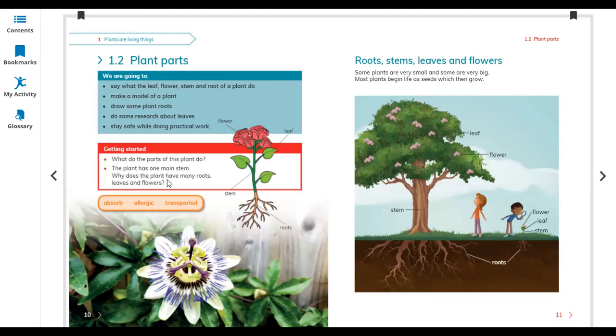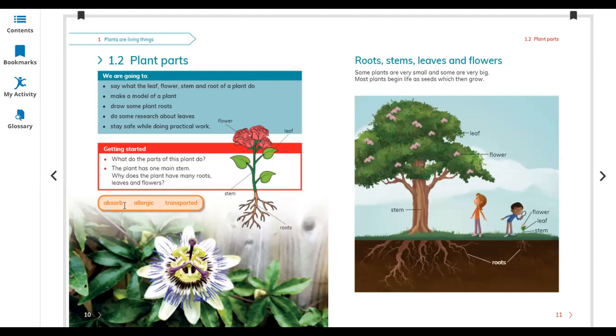Why does the plant have many roots, leaves, and flowers? The stem is one, and the others are more than one. Roots take water, collecting water all around the soil, from here and from both sides. You can see here on the other side, in the other picture. So collecting water all around under the ground, and leaves make food for the plant. Obviously, so it needs more than one. So leaves make food for the plant.